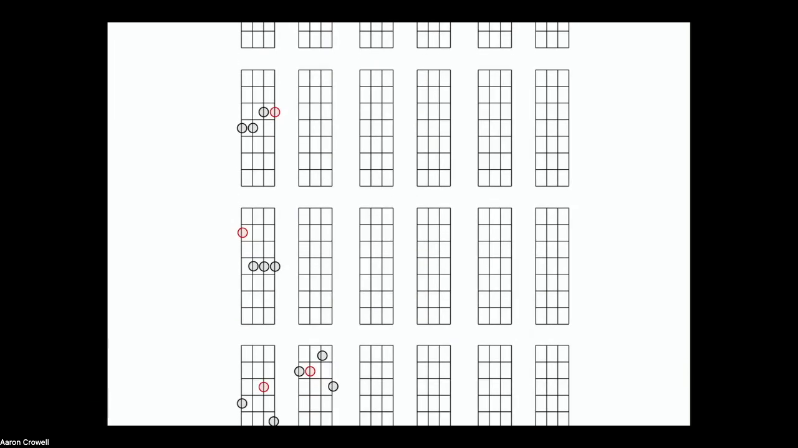Okay, grab the next shape. We go here. I'm going to pretend this root is on the 5th fret. Alright, we're going to flat the 3 and the 7. So that means we flat everything but the 5. And this is going down.